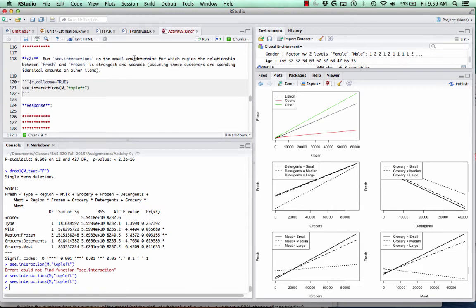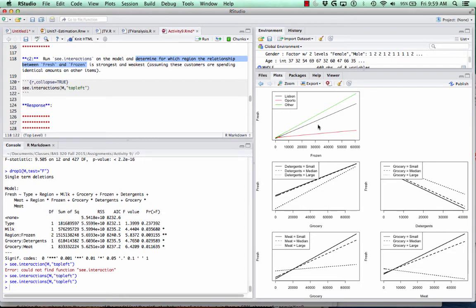And this wants us to determine for which region the relationship between fresh and frozen is the strongest and which are the weakest. So we're assuming otherwise identical customers. They have the exact same values for all the other predictors in the model except for frozen and except for region. So we're going to compare customers that differ in frozen but that are otherwise identical, that say are just living in Lisbon, just living in Oporto, etc., and see how that strength might vary here. So which of these interaction plots do I want to look at? Well, I'm looking at the relationship between fresh and frozen. So I search around here and, all right, here's the relationship between fresh and frozen, so that's what I want to be looking at.